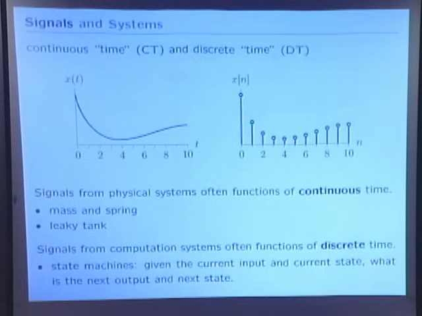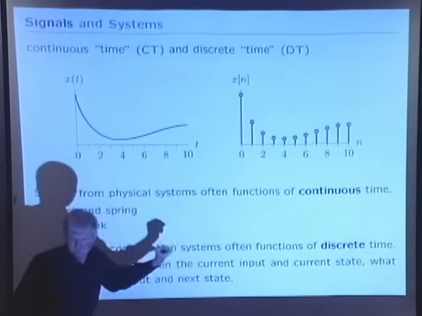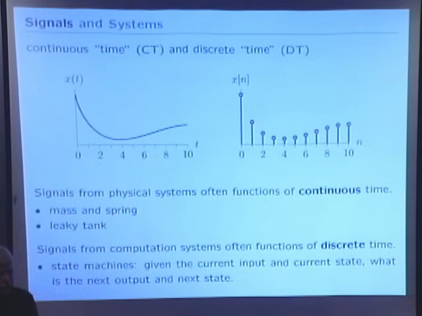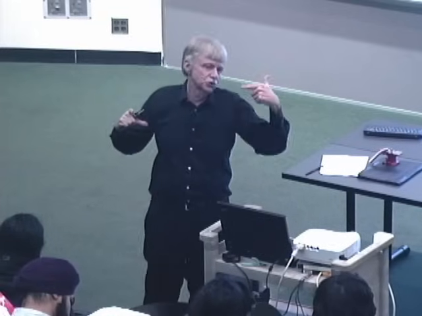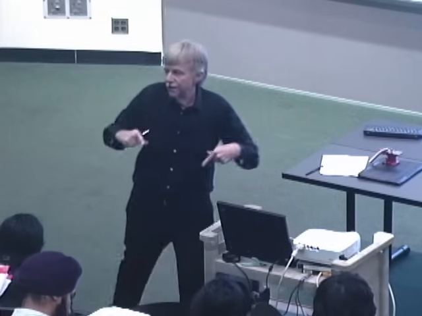It's something that happens in all computational systems. So computational systems generally operate on signals that are functions of discrete time. What was the state at time zero? What was the state at time one? What was the state at time two? So the system is something that eats a discrete time signal and generates a discrete time output signal.